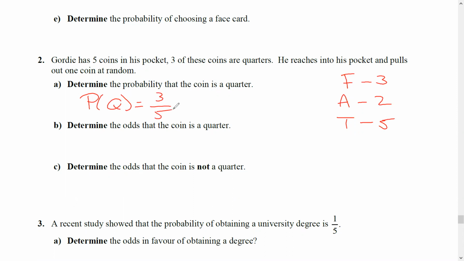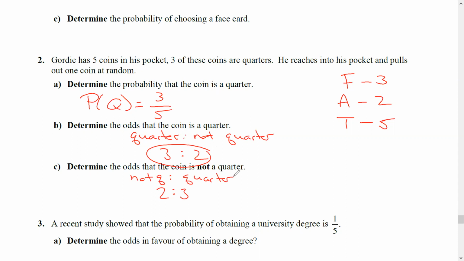Odds that the coin's a quarter. So that's quarter to not a quarter. So that's 3 to 2. And determine the odds that the coin is not a quarter. Well, now all I need to do is just simply flip this one. 2 to 3. Not a quarter to a quarter.